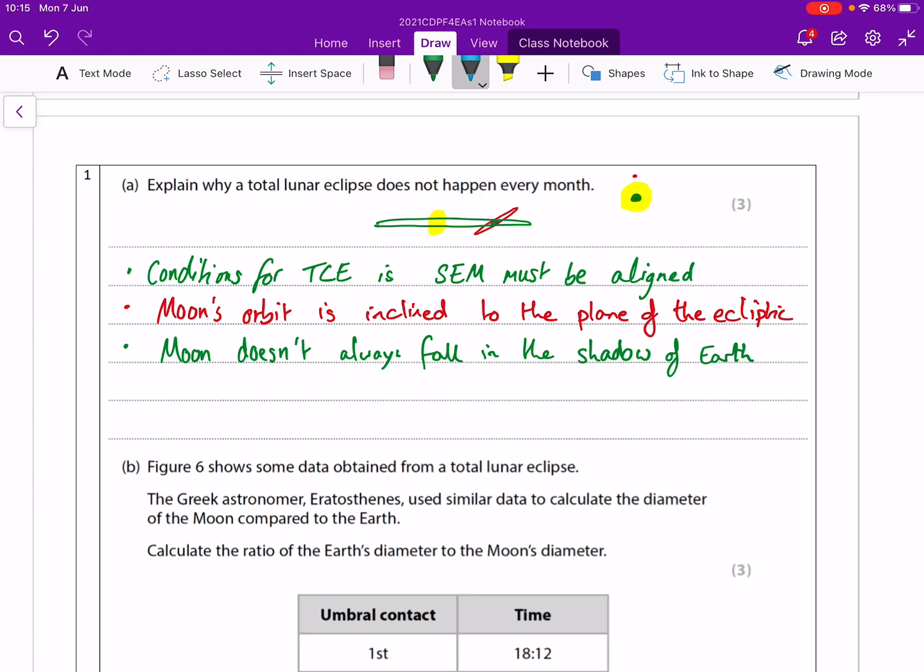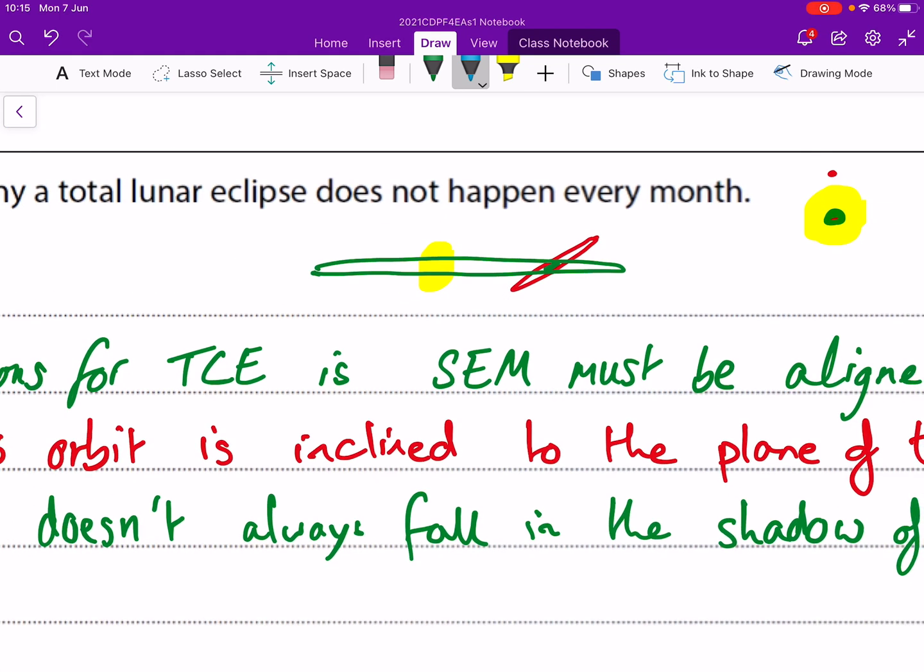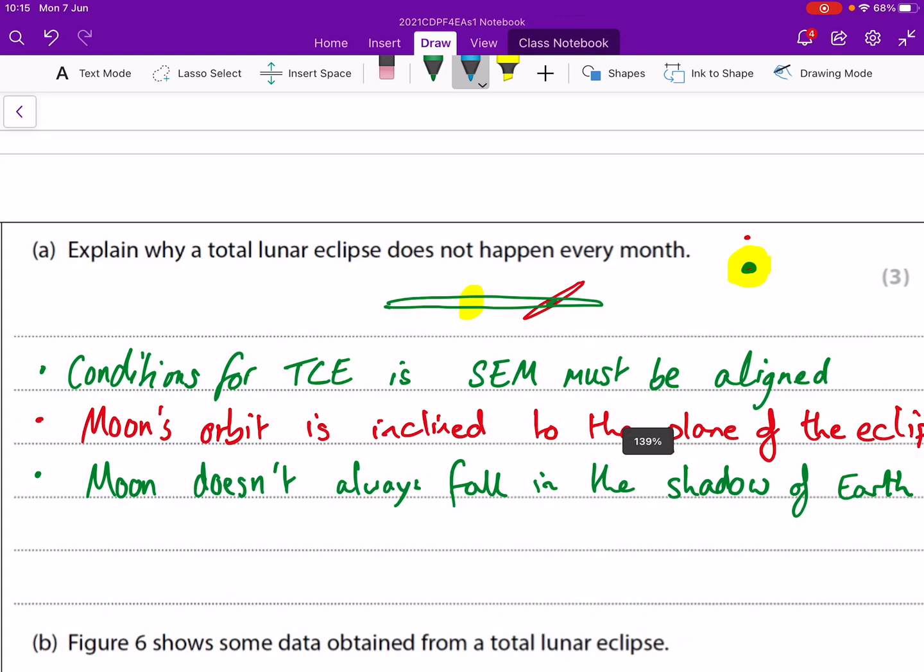So why doesn't a lunar eclipse happen every month? Well, the idea I've tried to draw here is the Earth's orbit in green and the Moon's orbit in red. And so what you might have is that the moon might be at like the highest point in its orbit, if you want to think about it like that. And therefore it won't be lined up with the sun and the earth. I've tried to kind of draw them all in a straight line there.